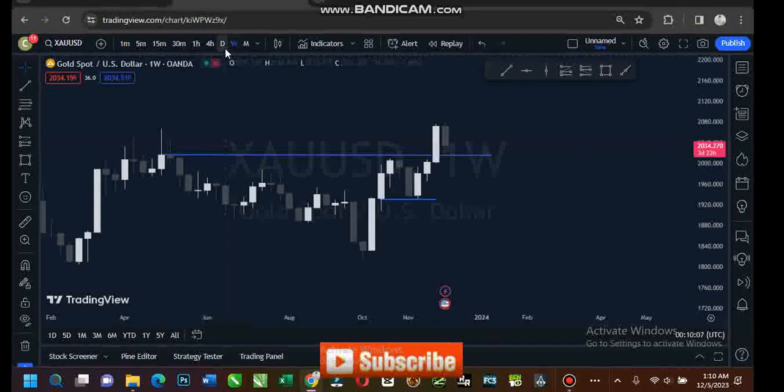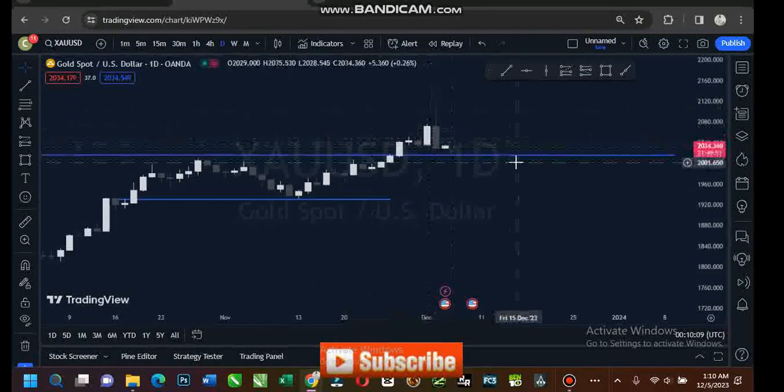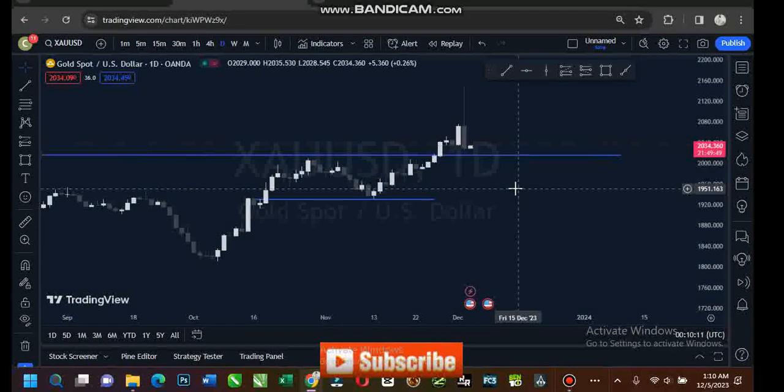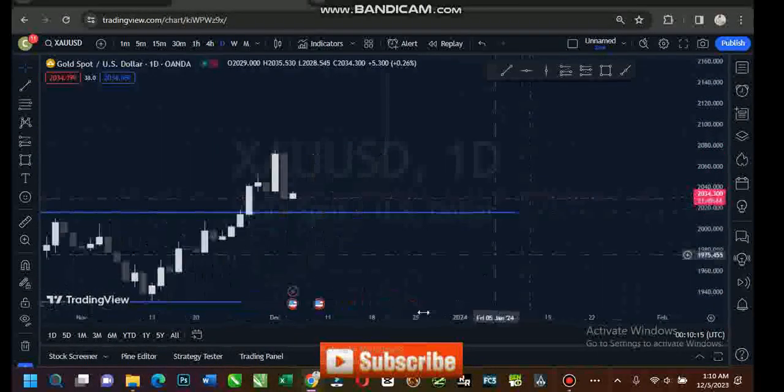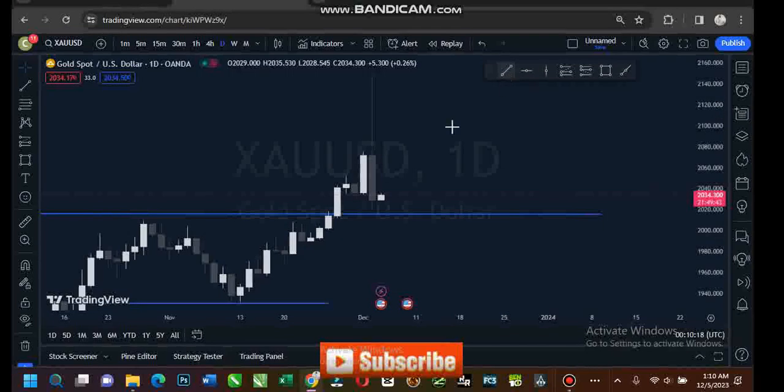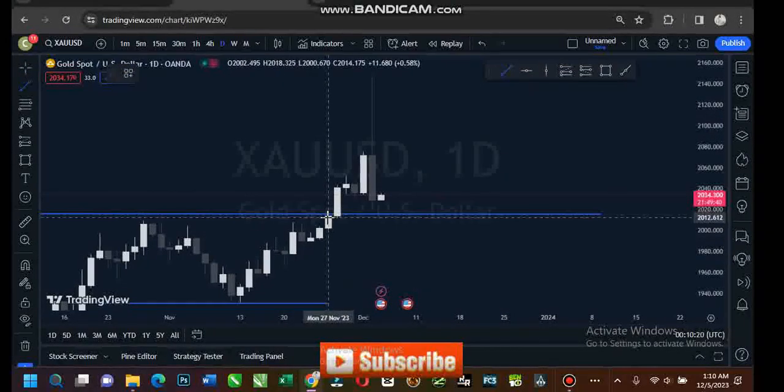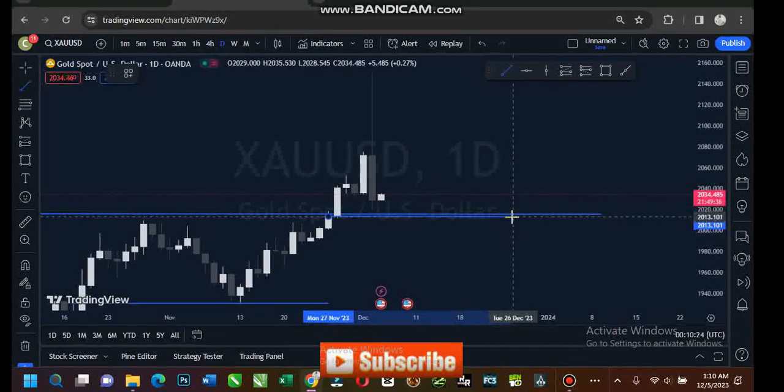Now we'll go to our daily and check for a daily storyline. The daily is telling us it's on a daily bullish storyline, so everything is bullish. So we'll be expecting the market to come to this daily zone and probably buy from here. These are the two zones we are specifically looking at for our entries.